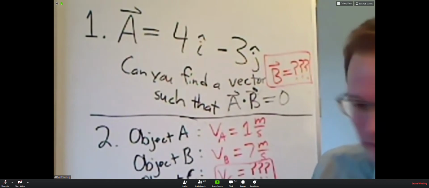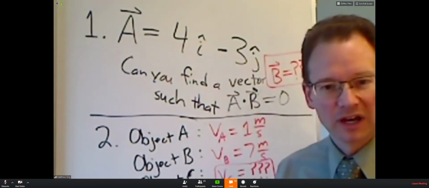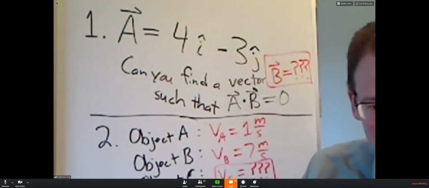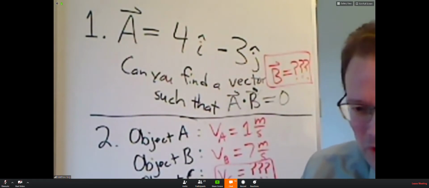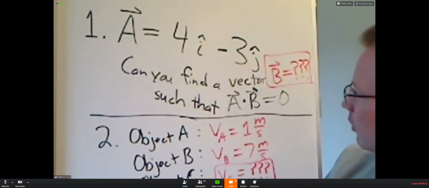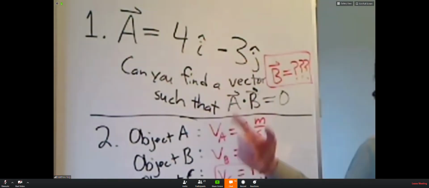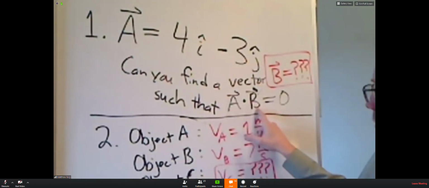Number one, somebody likes the dot products. It might have to do with how comfortable you are with vector notation, the i-hats and the j-hats. If you like that stuff, you could probably like number one. Let's start with number one. Now, there's more than one answer to number one. There isn't just one vector B that has a dot product of 0.